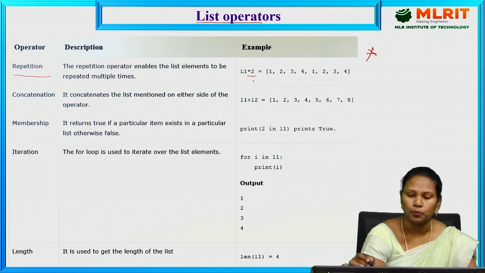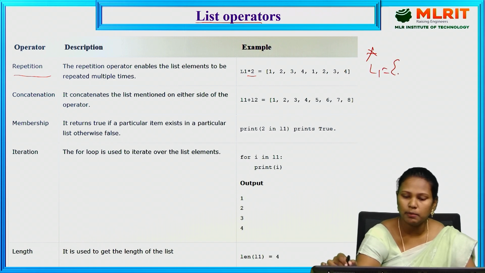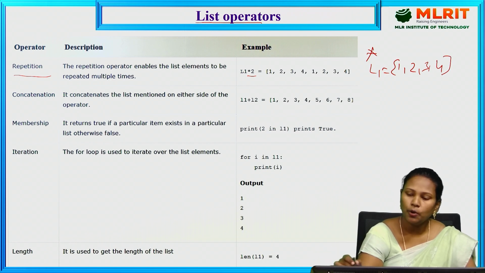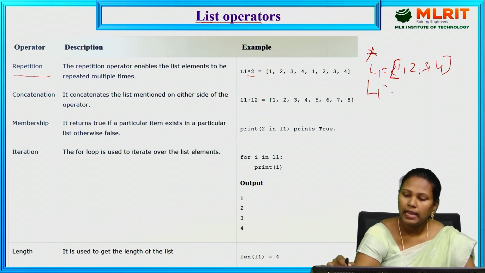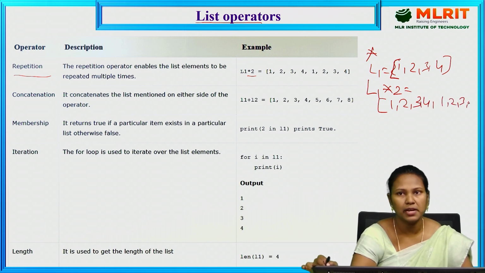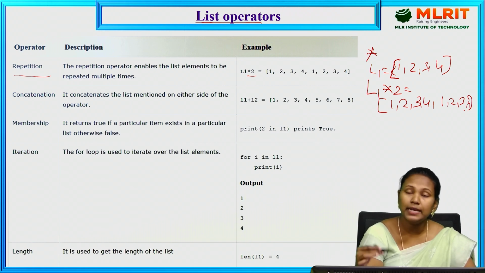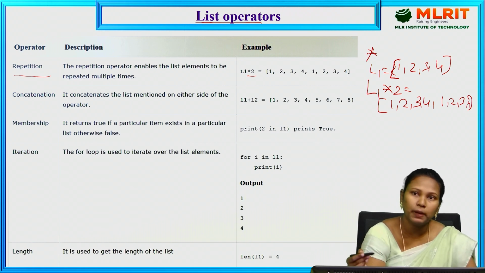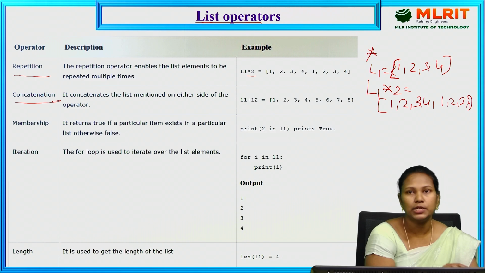L1 into 2: L1 contains the elements 1, 2, 3, 4, and now I want to repeat that list. L1 into 2 means it repeats the list 1, 2, 3, 4, again 1, 2, 3, 4. It updates the list. It is repeating, multiplying.